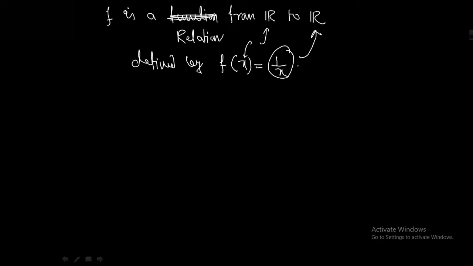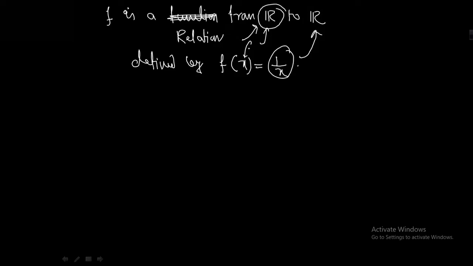That means any element of the first set, the set of real numbers, is associated to its reciprocal. If you choose any element from this set, then that element will be associated to its reciprocal. Now, can you consider this as a function, or is it simply a relation?